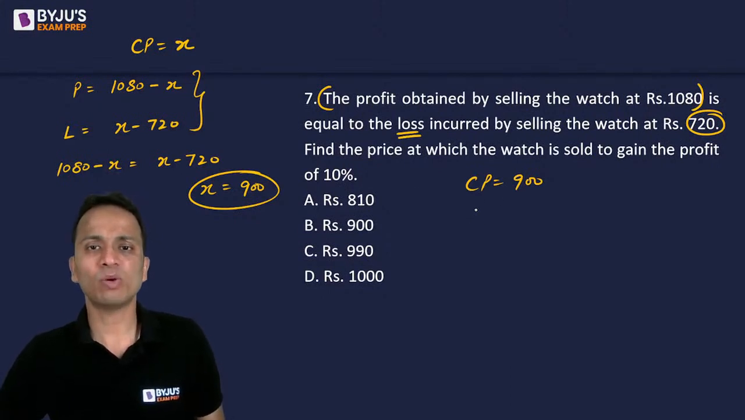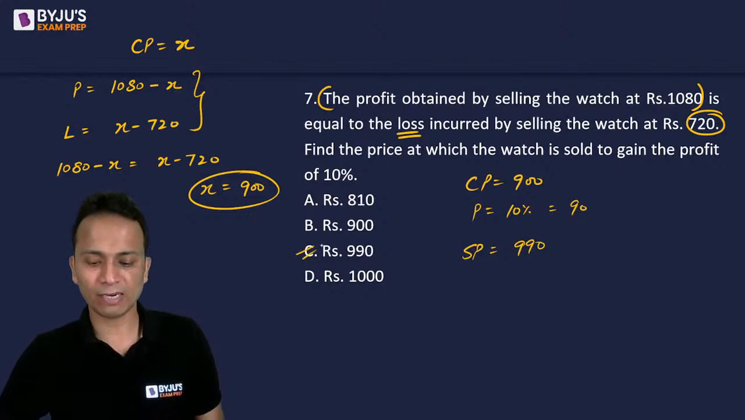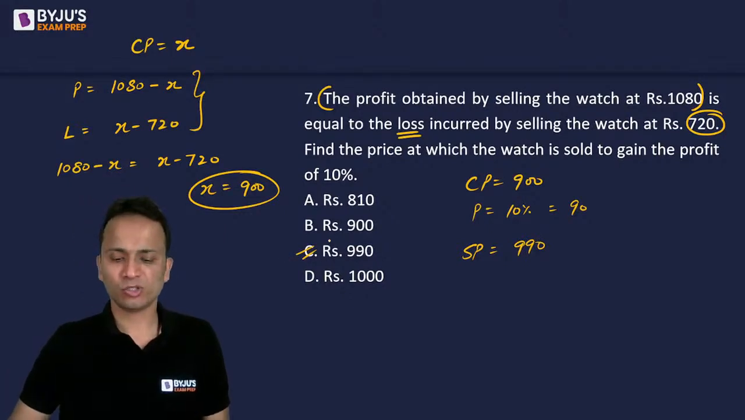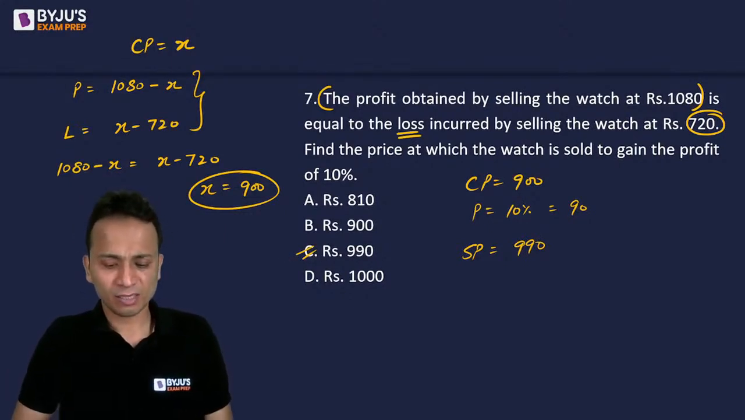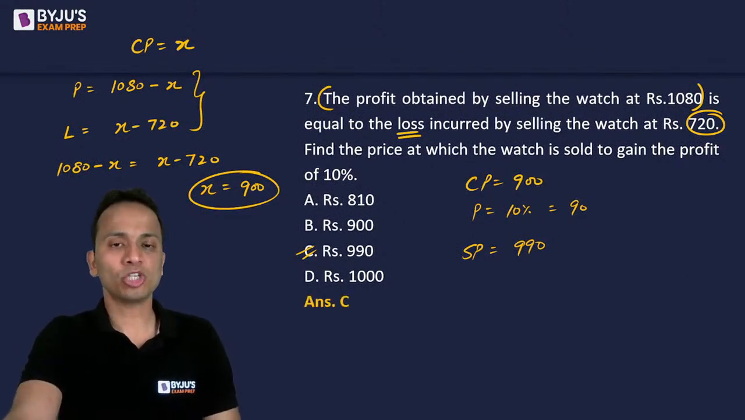Now they are saying that what should be the selling price if the profit is 10 percentage. So profit 10 percentage hai, that means 10 percentage of 900, which is 90 rupees. So I'll sell the watch at 900 plus 90, that is 990 rupees, and that will be the correct answer for this one. So this one was easy, and some of you have got it correct. All right. Chalo. So question number 7, option C is the correct answer.